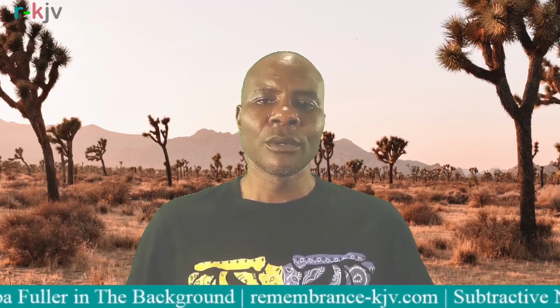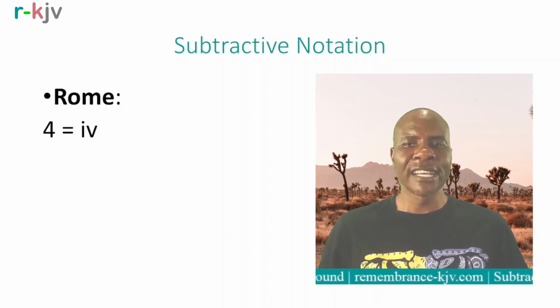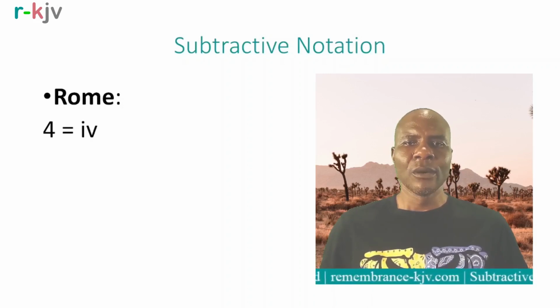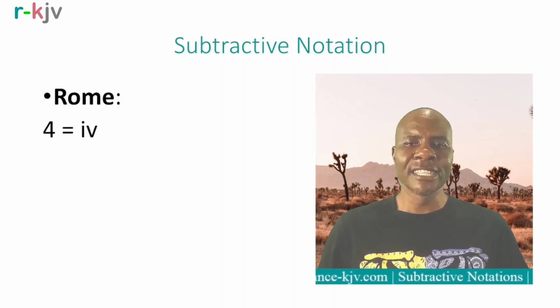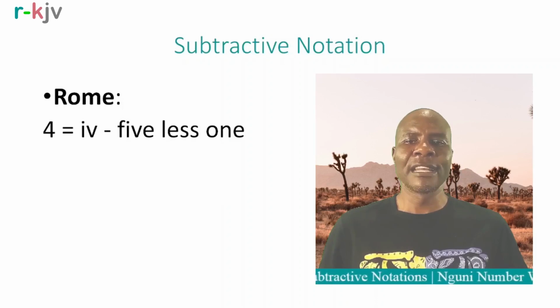Records of the use of subtractive notation in both history and prehistory are in abundance throughout the whole world. Let us take a look at Roman numerals. 4 is represented as IV. When a numeral representing a small digit is written prior to that of a bigger digit, it indicates that it should be subtracted. This is therefore interpreted as 5 less 1.